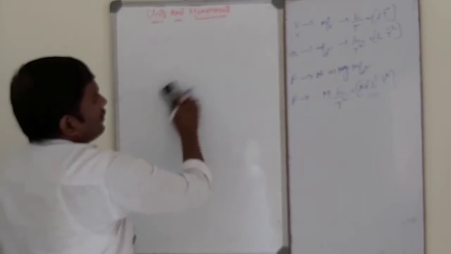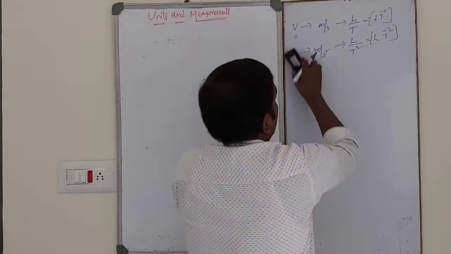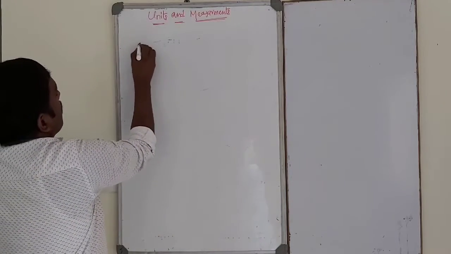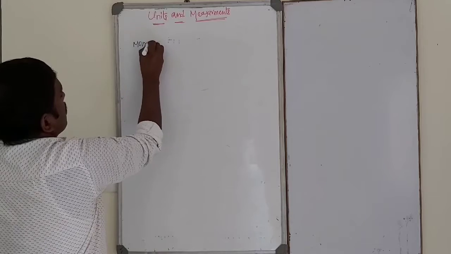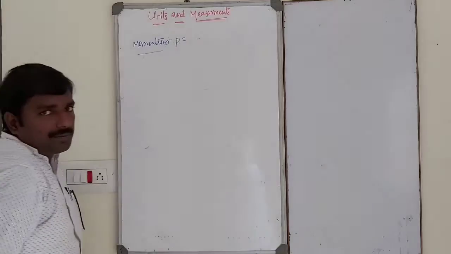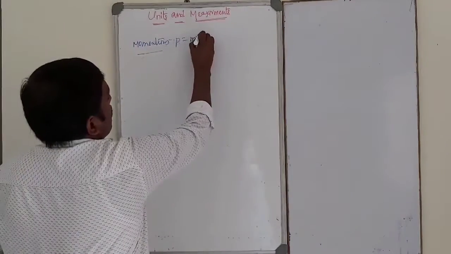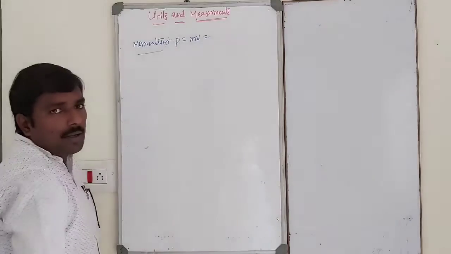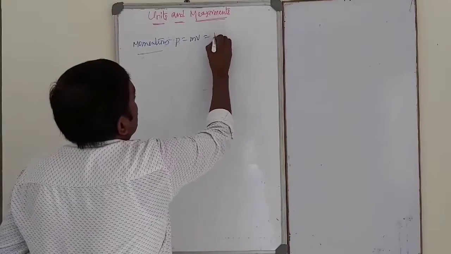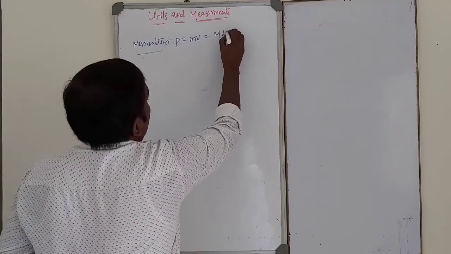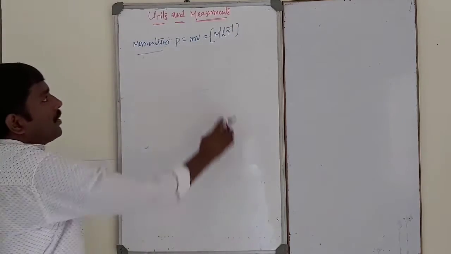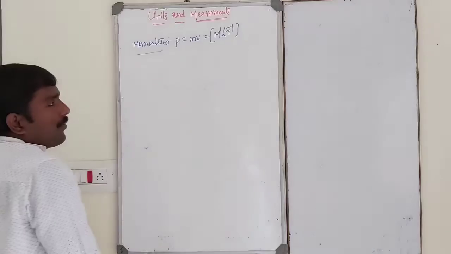Next, some more physical quantities and their dimensional formulas. Momentum is represented like this: P is equal to m into v. What is the dimensional formula for mass? M. And velocity is L t power minus 1. So M power 1, L power 1, t power minus 1. This is the dimensional formula for momentum.